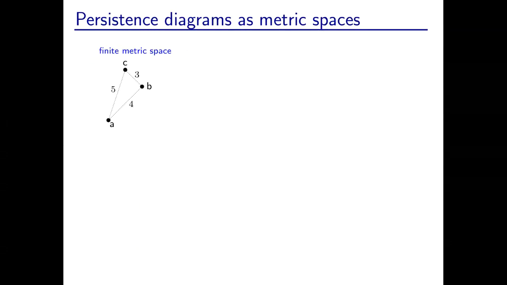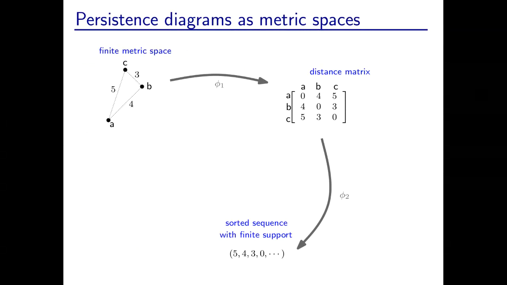Okay, let's go for the first example. This is, again, one of the first projects I worked on when I was a PhD student, a way to turn a diagram into a fixed dimensional vector. When I said I was considering diagrams as finite metric spaces, I just meant that we're going to characterize the diagram with its distance matrix. And really the process is kind of easy. You take the distance matrix, you sort the distances so that you get a sorted sequence, and then you truncate.